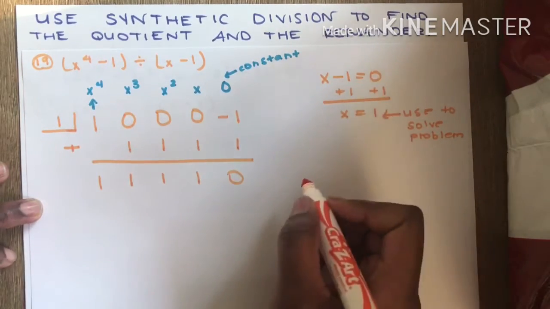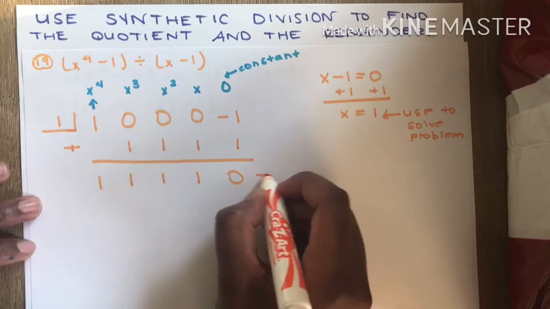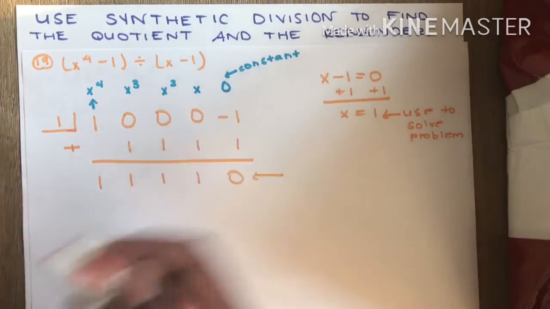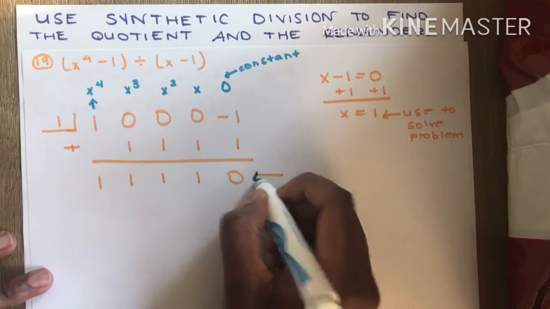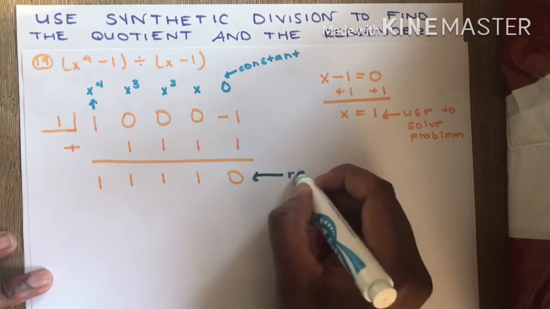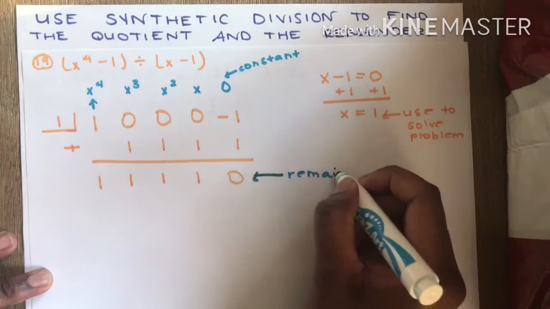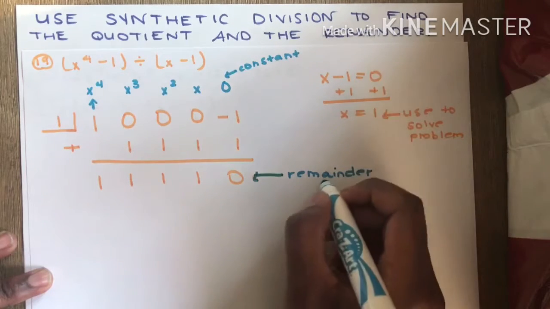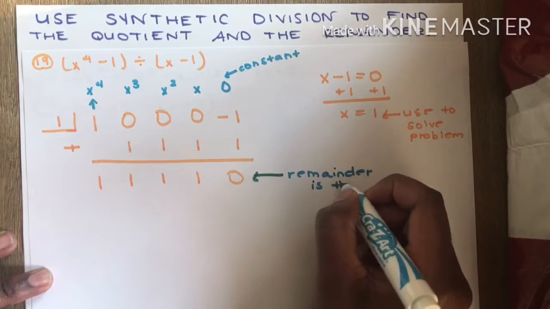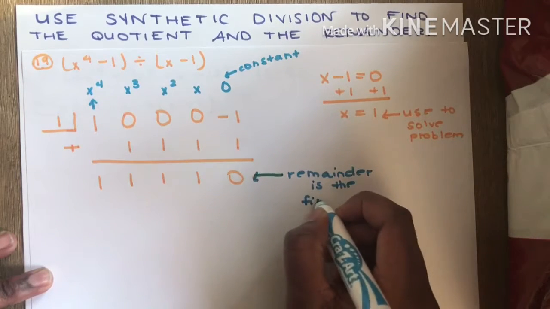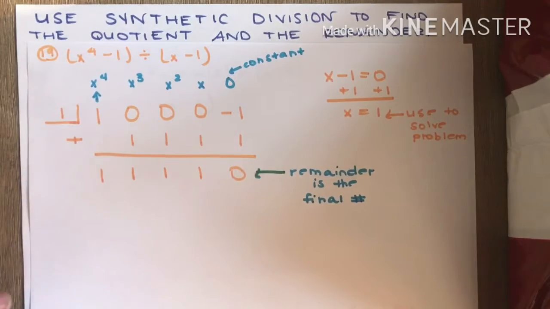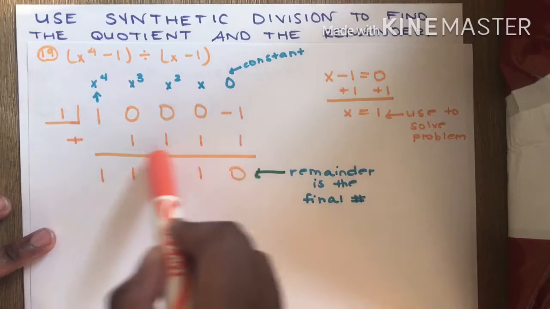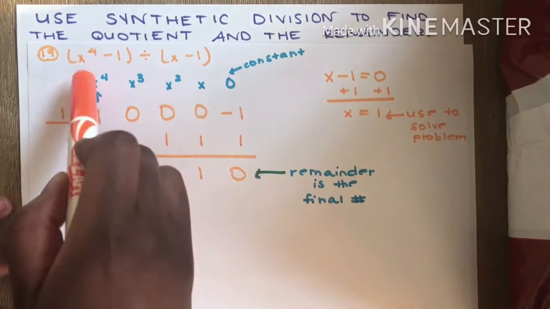So all of these numbers are going to represent the coefficients of the quotient, which is what we're solving for. Now the 0, whatever number is left, the last number in the problem like this, when it's set up as synthetic division, is always going to be the remainder. Here the remainder is 0, so there's no leftovers, and if this was a long division problem, there would be no leftovers.